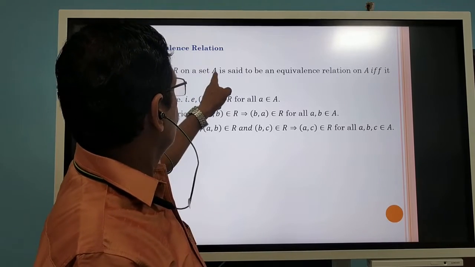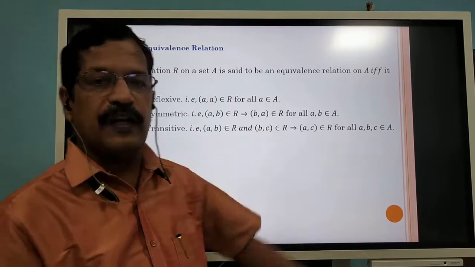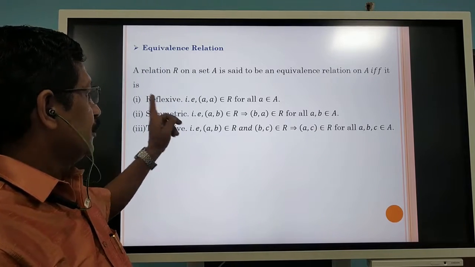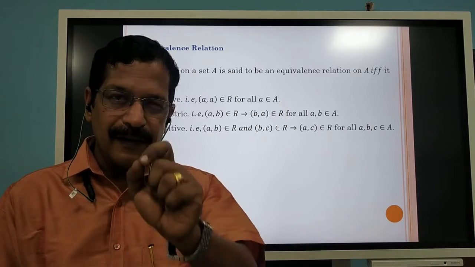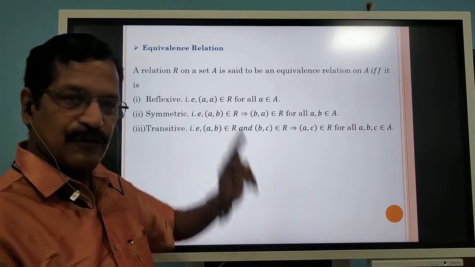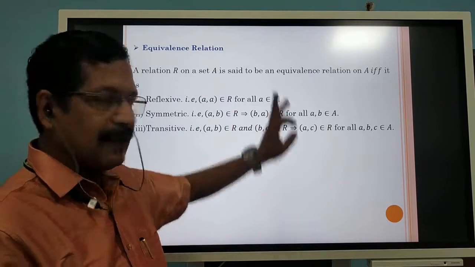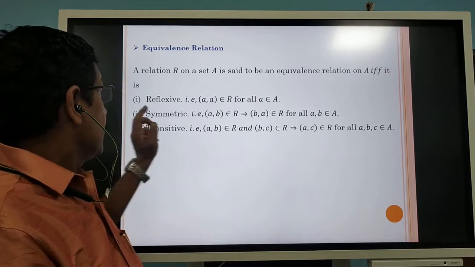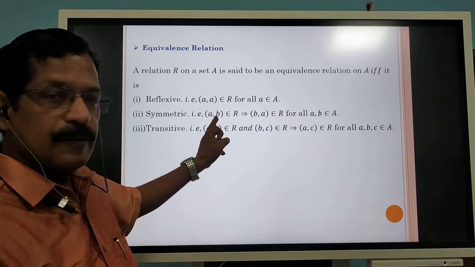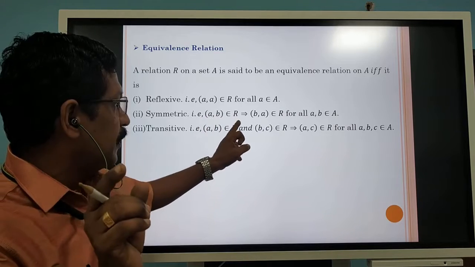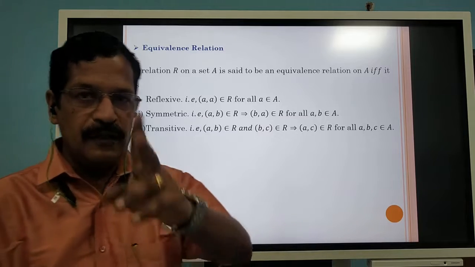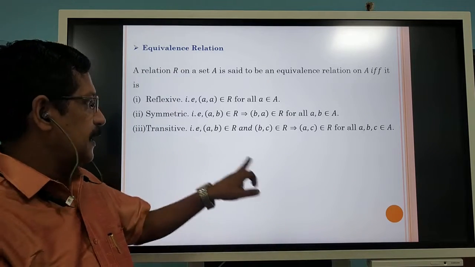A relation R on a set A is said to be an equivalence relation on A if and only if it is reflexive. That is, every element of A is related to itself, ordered pair (a, a) element of R, for all a element of A. Second condition is symmetric. That is, ordered pair (a, b) element of R implies ordered pair (b, a) element of R, for all a and b elements of the set A.